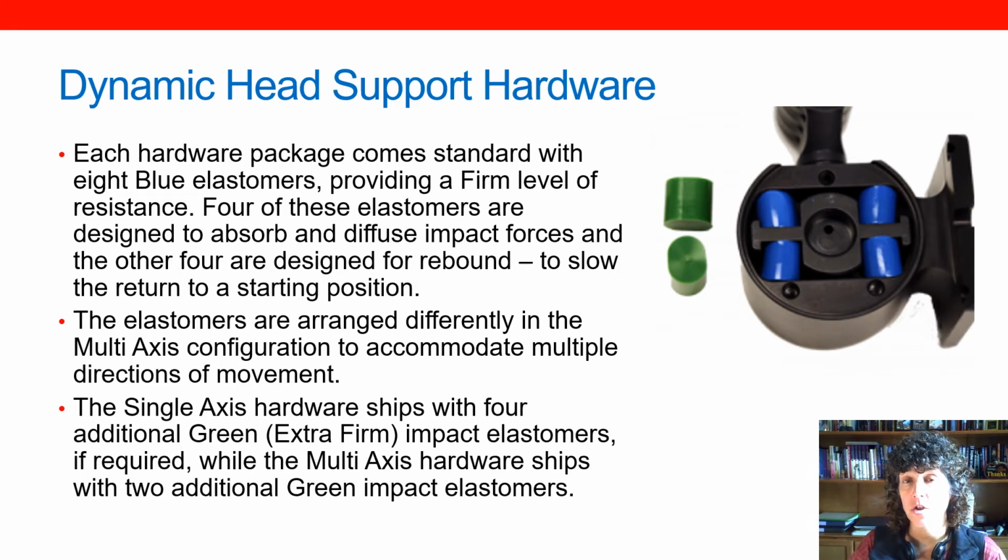They're designed to slow the return of upright to the head support hardware so that it doesn't suddenly move forward in a jerky manner for the client. The elastomers are arranged a bit different in the multi-axis configuration to again accommodate those multiple directions of movement. The single-axis hardware ships with 4 additional green impact elastomers. Those are extra firm if those are required, and the multi-axis ships with 2 additional green impact elastomers.